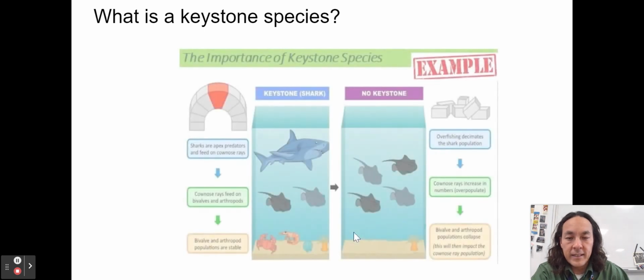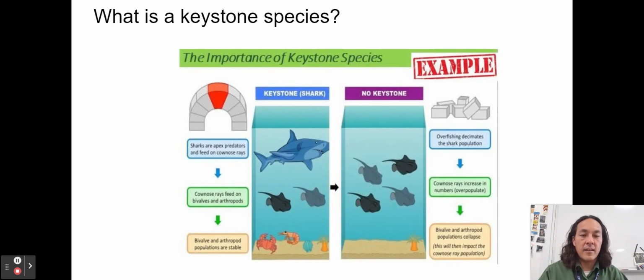All right, what's a keystone species? It doesn't have to be an apex predator. It's often an apex predator, but one that if you remove it from the system, the biodiversity rapidly decreases. And so here you remove those sharks, the cow-nosed rays feed on everything, and the system kind of collapses. Same thing with the otters.